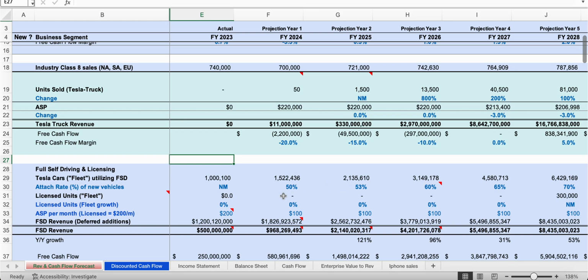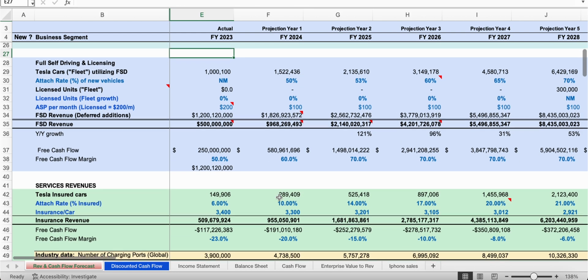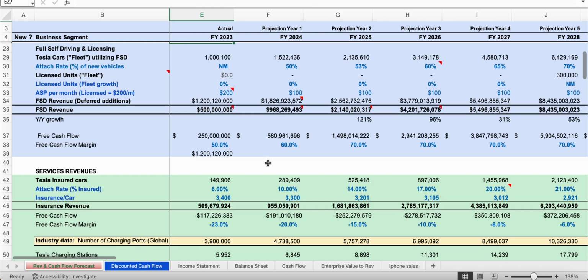But going back to here, this is where I think they're going to be a cash cow. So let's bring this up here so you can read it clearly by the year. So you can see the line 29.